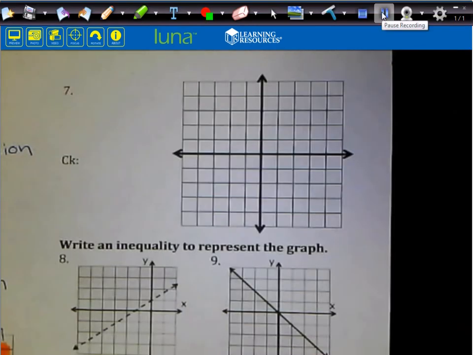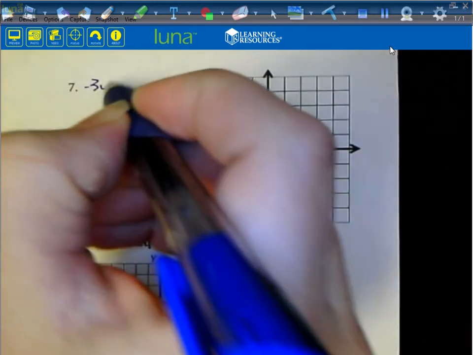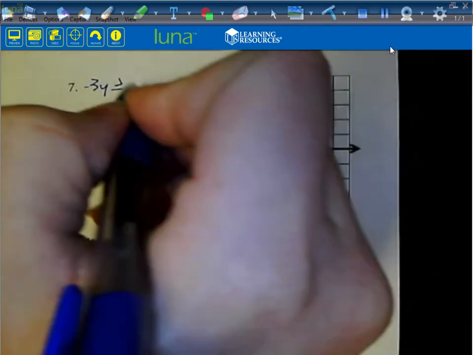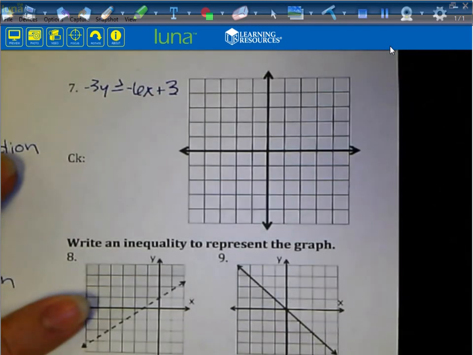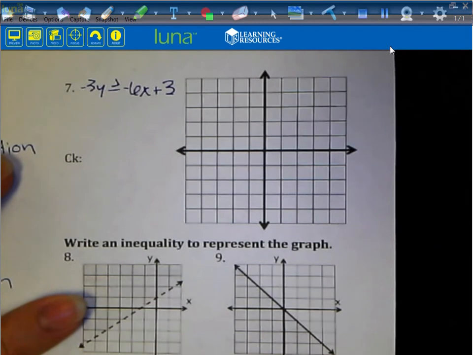All right, let's go ahead and write the problem for number 7. Number 7 is negative 3y is greater than or equal to negative 6x plus 3. So I have to first check and see if it's in y equals mx plus b form, and this is not in slope-intercept form because I have a negative 3 in front of my y.